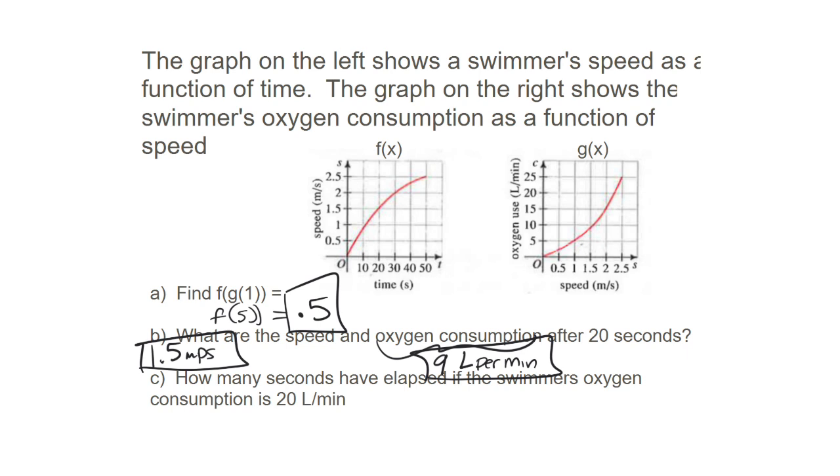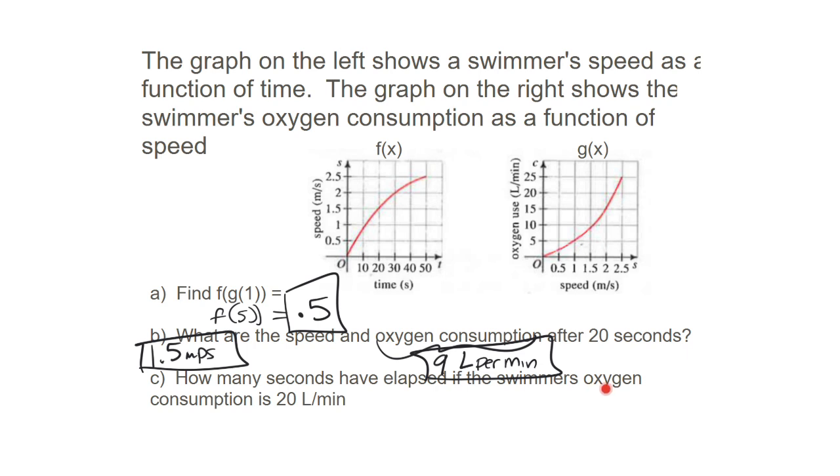All right, that's what a composite function on a graph looks like. You take information, you plug something into one graph, and whatever you get back is what you plug into the next graph. Next question, how many seconds have elapsed if the swimmer's oxygen consumption is 20 liters per minute?